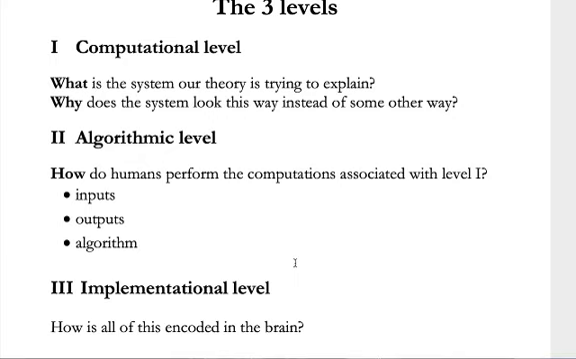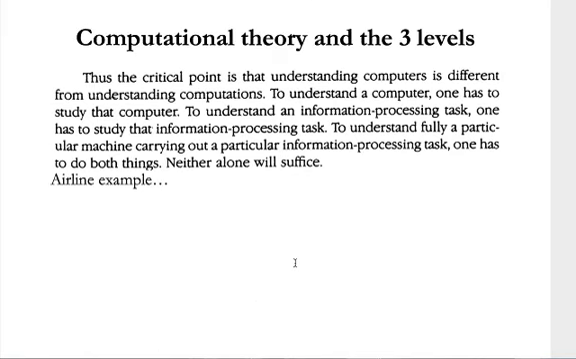Finally, at level three here, the implementational level, in terms of humans, this question is going to be, how is all of this encoded in the brain? Now, for a computer, the question would be, how is all of this encoded in a computer? But of course, most of what we're doing in this class is going to be about humans. We'll get there shortly, but let's think about some of our non-human examples first.